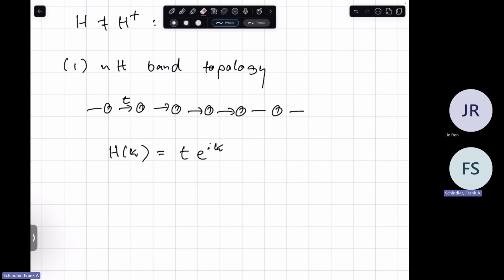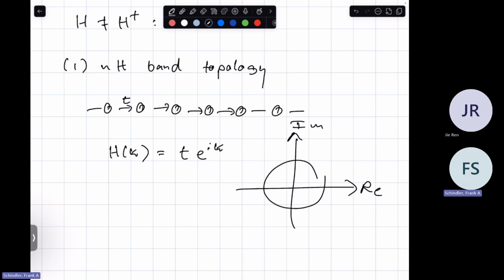And if you look at the spectrum of that Hamiltonian in the complex plane, so now it's non-Hermitian, so its spectrum in general is complex, it just makes a circle, right? And it makes a circle that has some winding to it because as we go around the Brillouin zone, momentum space, as we tune k from 0 to 2 pi, my spectrum goes counterclockwise in the complex plane.